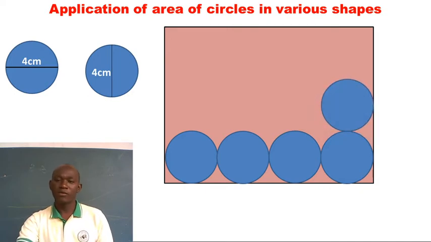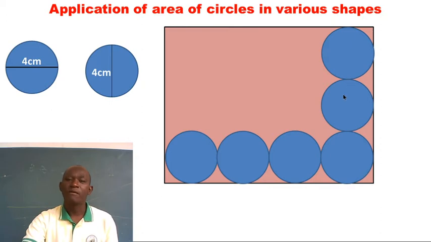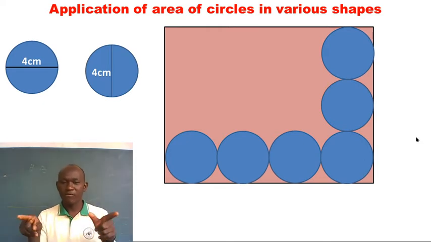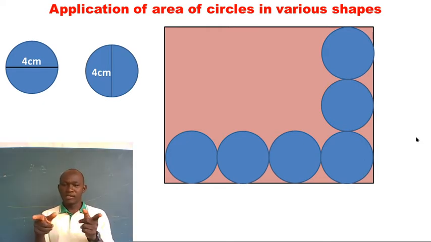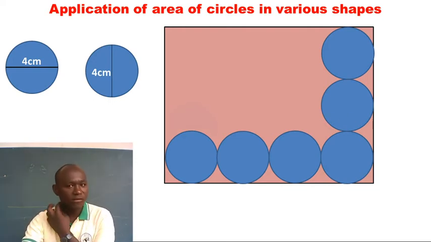What about along the width? How many circular objects are there? We have 3 of them. 1, 2, 3. That means I have 4 plus 4 plus 4, still to give us 12. Now we know the length of our figure, which is 16 centimeters, and the width is 12 centimeters. Good. Let's continue filling in.